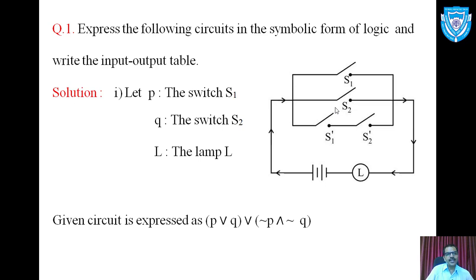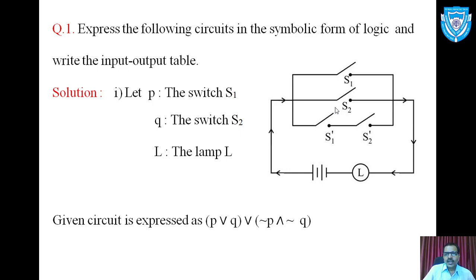Now some solved examples based on the theoretical part we have discussed so far. Question 1. Express the following circuits in the symbolic form of logic and write the input-output table. In this example, two questions have been asked. In the first sub-question, we have to convert the switching circuit into a proposition, a compound statement. And in the second sub-question, we have to prepare the truth table of that generated proposition.